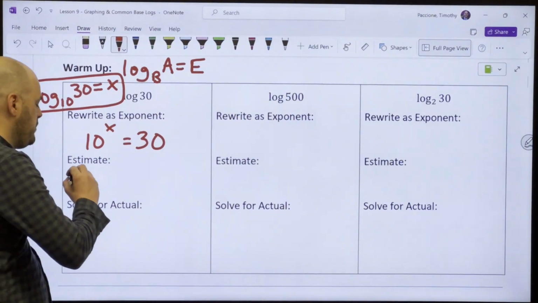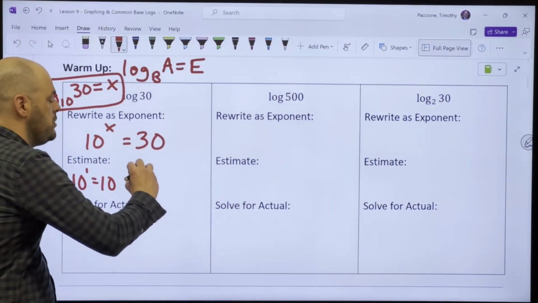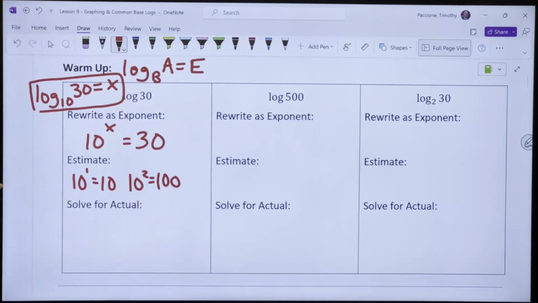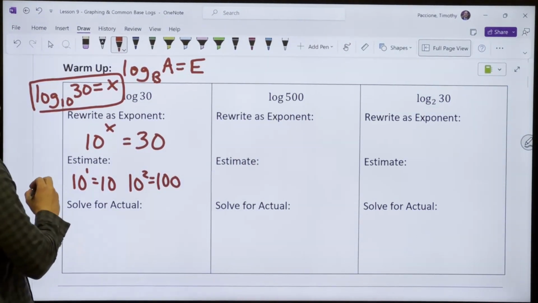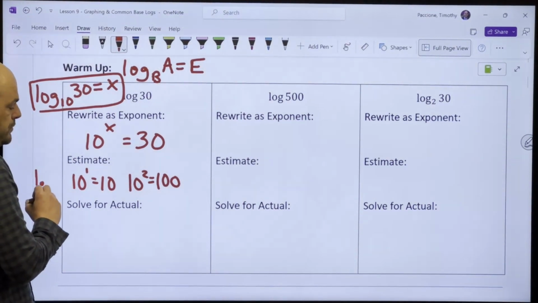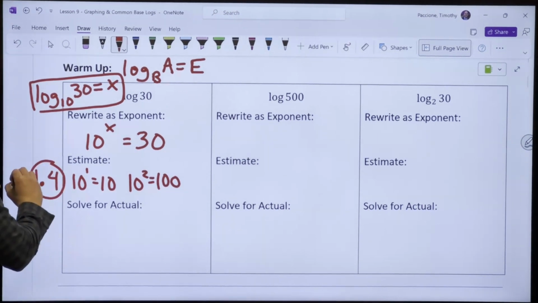10 to the 1, that's 10. 10 to the 2 is 100. So I've already passed the number, so it's got to be between 1 and 2. So what do you think? 1 point what? 1.4-ish? Okay, so that's our guess.